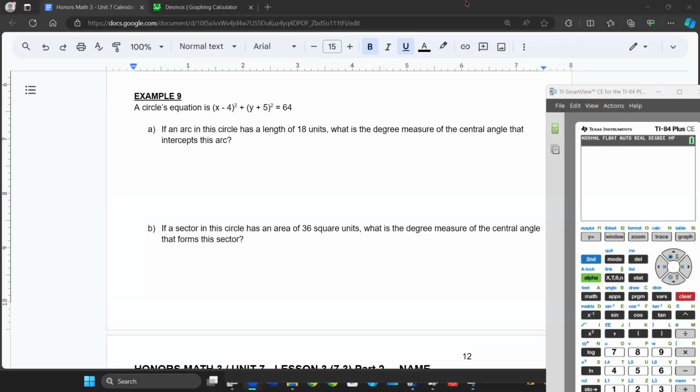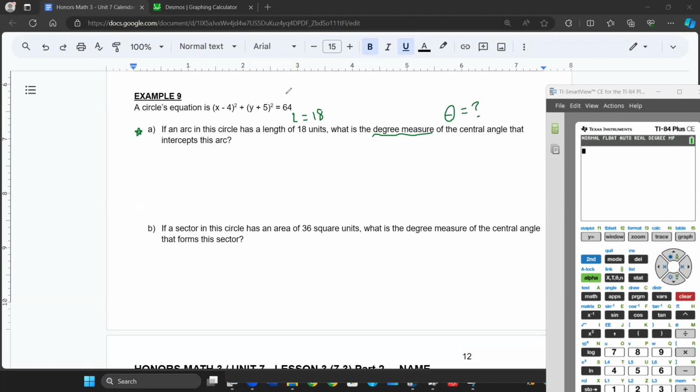Okay, example 9. A circle's equation is (x − 4)² + (y + 5)² = 64. Question A. If an arc in this circle has a length of 18 units, what is the degree measure of the central angle that intercepts this arc? The degree of the central angle, that's that theta symbol.